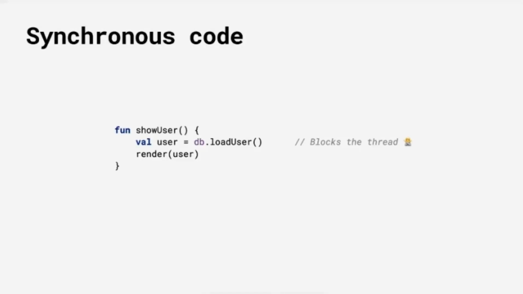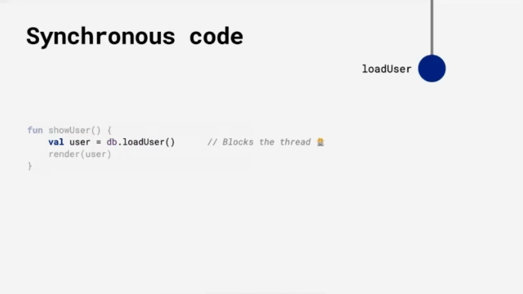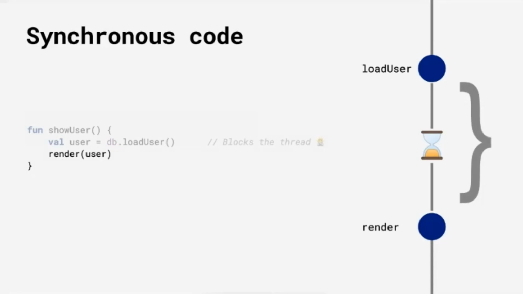So let's take an example of a synchronous function called show user, which internally uses the database and loads the user and then calls the render function to show it. So when this function is called, the load user is called, it blocks the current thread and waits till the user is loaded from the database. This blocking the thread is really bad because at that moment the whole UI is frozen. That means the user is super unhappy and sees your app lagging and freezing. And then once the data is loaded, the render function is called, and then the data is shown on the UI.